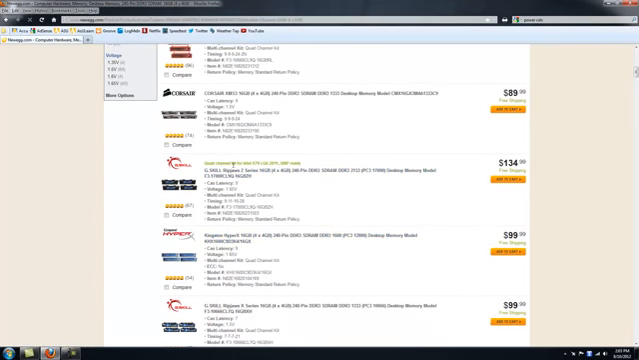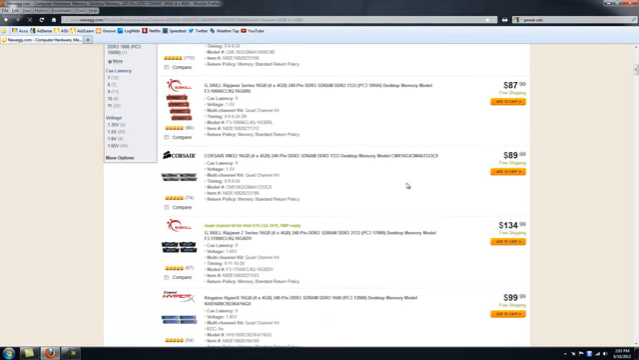Like this quad channel kit has an XMP, Extreme Memory Profile. I forgot exactly what that means, but it's a memory profile that only certain motherboards can access, and it enhances performance. So this is a 2133 megahertz RAM at the same 9 latency, so that's considerably faster than a 1600. It also costs at least about $35 more for that.